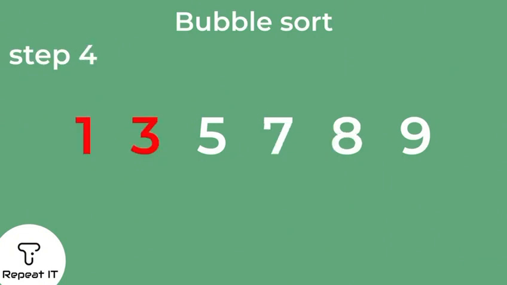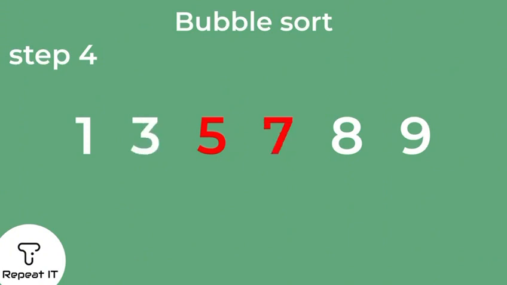And this is the first action of step 4. We should compare first two numbers, 1 and 3, and they stay on their own spaces. Then we should compare 3 and 5. They are staying on their own spaces too. Then 5 and 7, and our list is sorted.